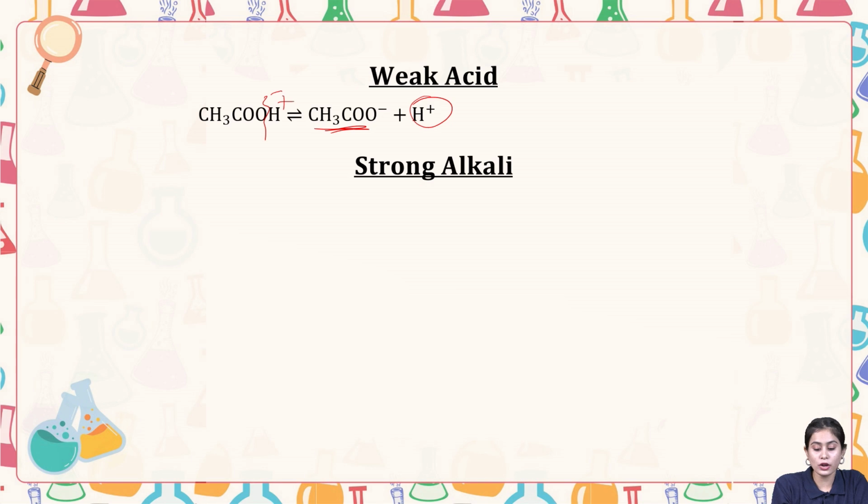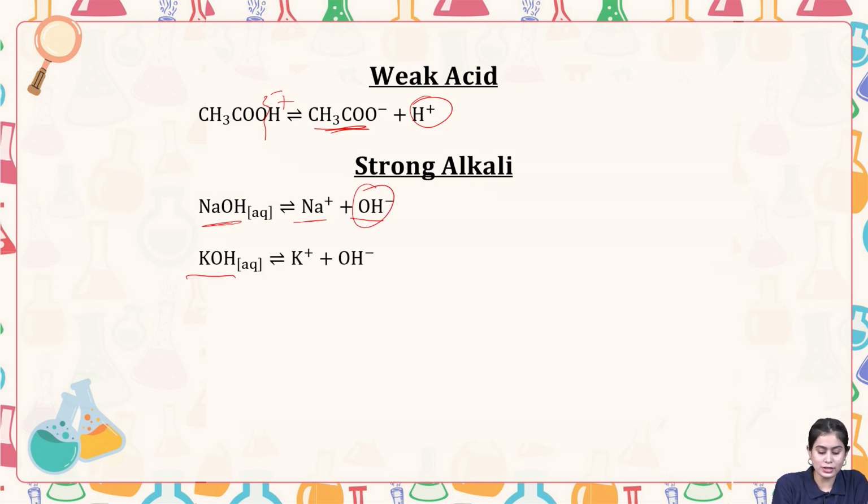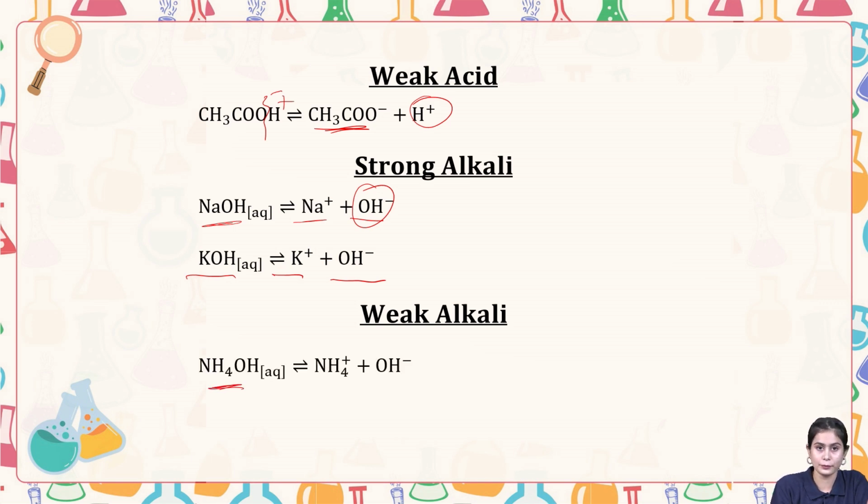Okay. Moving on to strong alkali now. Alkalis are going to give me hydroxide ions and not hydrogen ions. Let's see, sodium hydroxide gives Na+ plus OH-. Simple. KOH will give me K+ plus OH-. Let's take weak alkali. The very common example, always remember, ammonium hydroxide, is the very common example of your weak alkali.